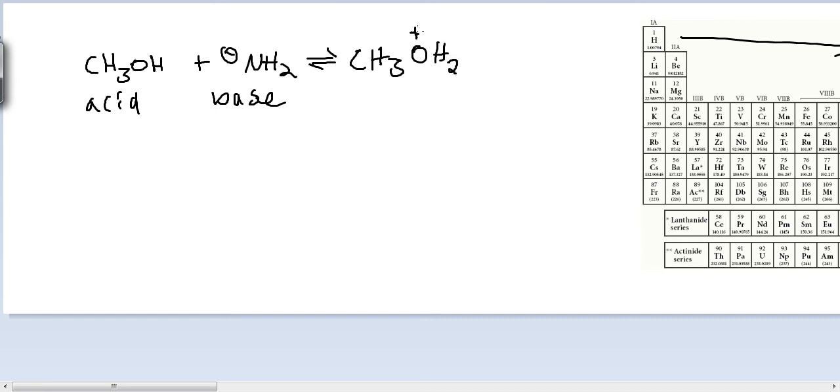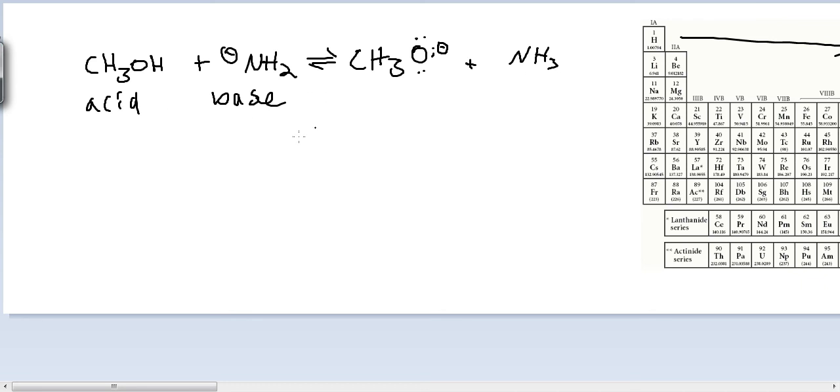OH2. Never forget your positives on there. Never forget your signs. And then NH2 will receive it, so NH2 then becomes NH3.